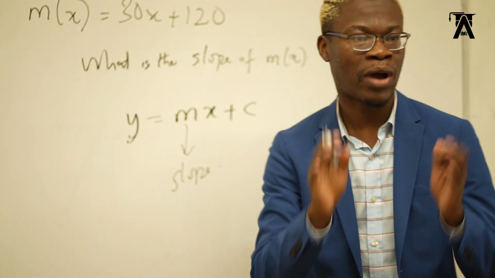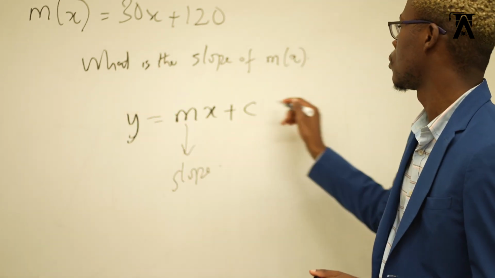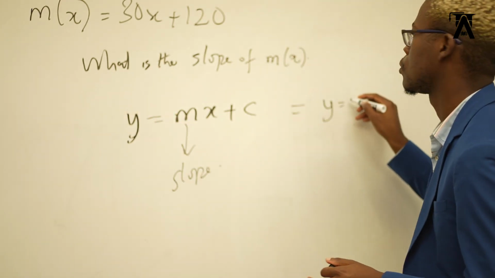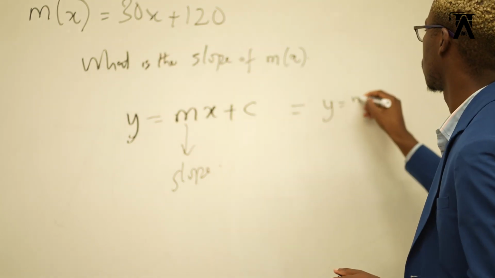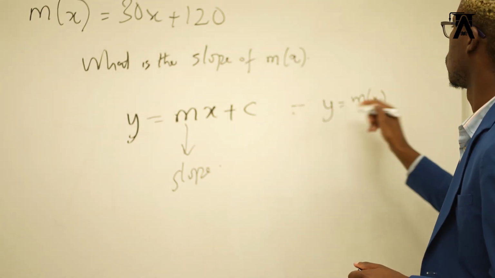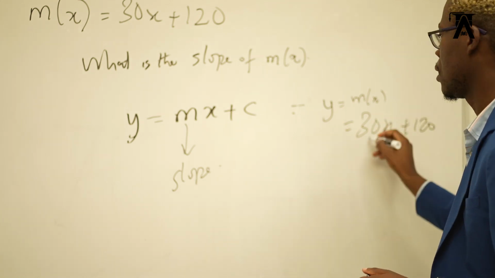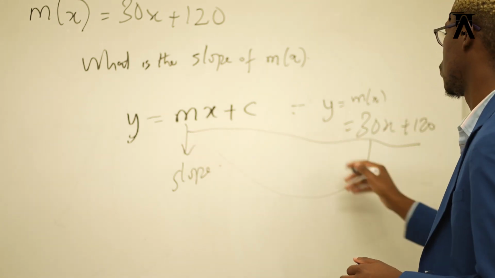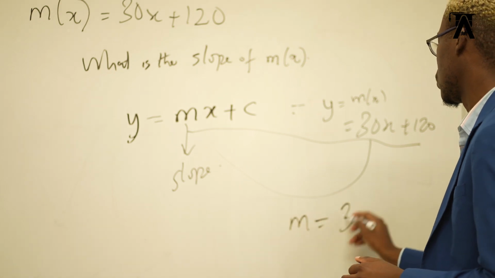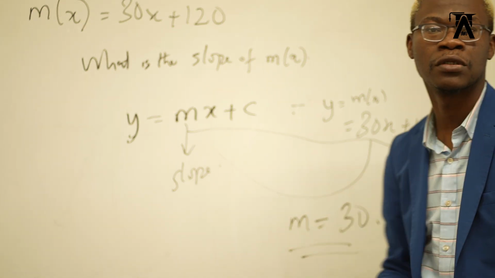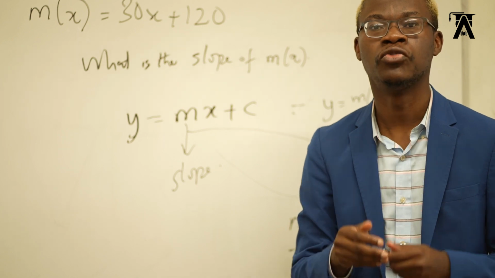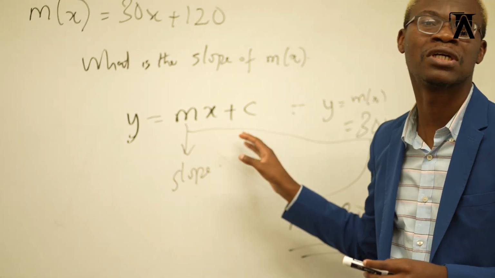All right, now our equation looks like this. y equals 30x plus 120. So from here, if you compare this to this, you see that the slope m equals 30, and that's the answer to the question. So the answer comes from knowing what the equation of a straight line is.